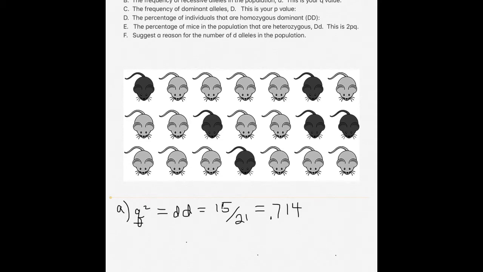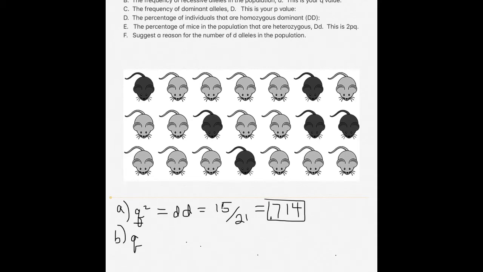So since I am done answering one part of the problem that it asked me for, I'm going to put a box around it saying, okay, I'm done with A. That way I get credit when I turn this in. Okay, now B. B is saying the frequency of recessive alleles in the population. This is your Q value. So B is asking us to solve for Q, not Q squared.